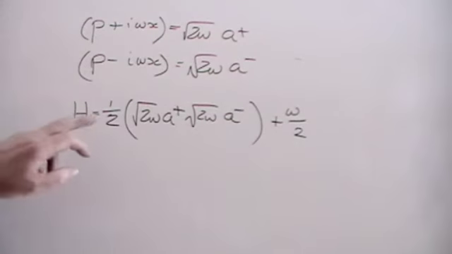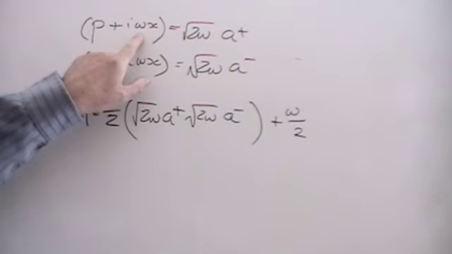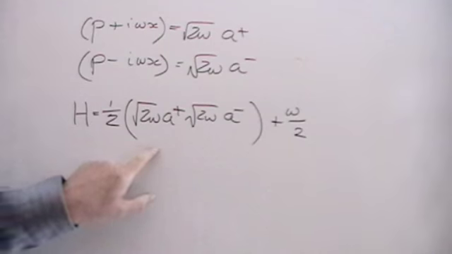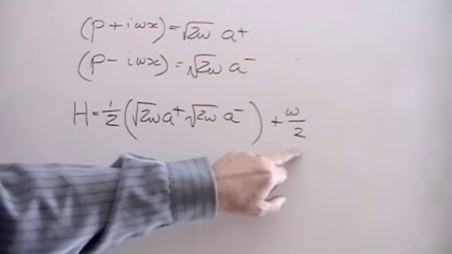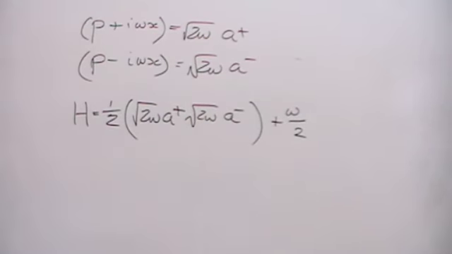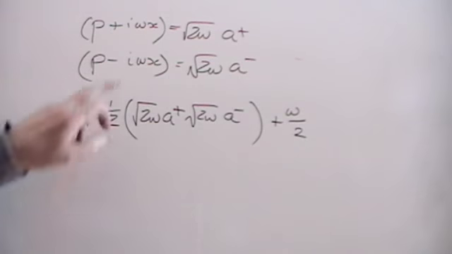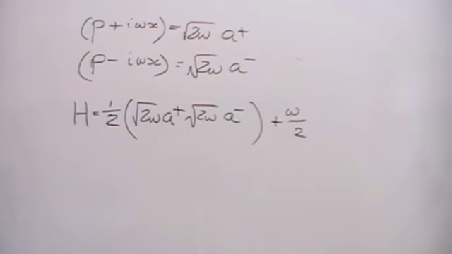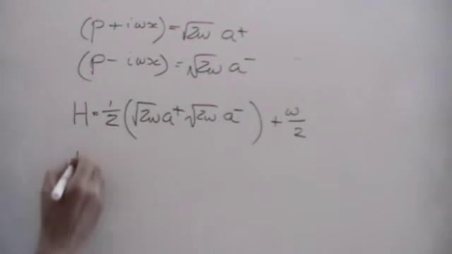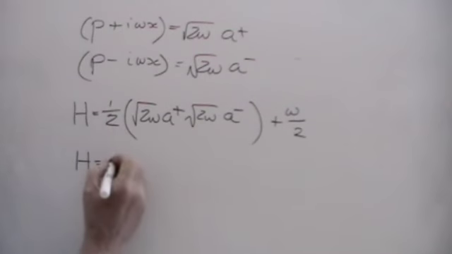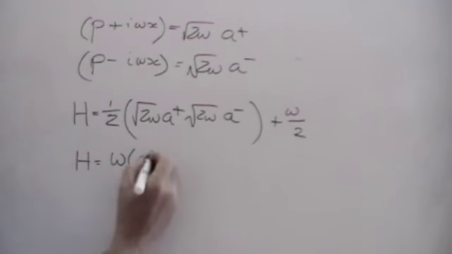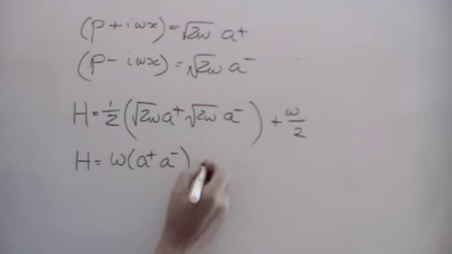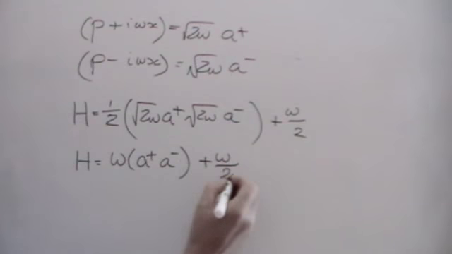All right. Originally, the Hamiltonian had p plus i omega x times p minus i omega x in these brackets, plus the correcting term omega over 2, which we showed why we needed. All I'm doing is substituting for these two terms inside the brackets. So that is now my new form of the Hamiltonian. That's just going to give me that the Hamiltonian is equal to omega into A plus A minus plus omega over 2.